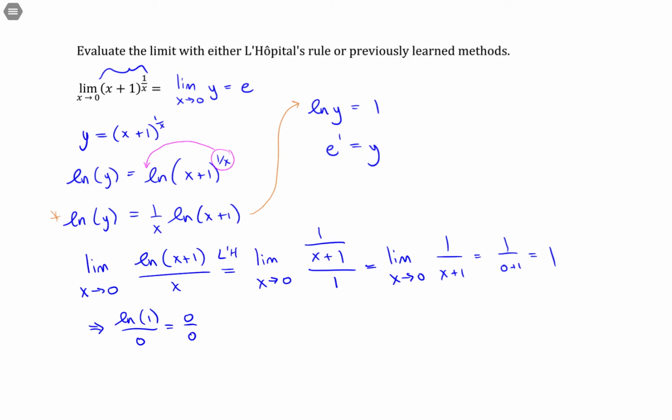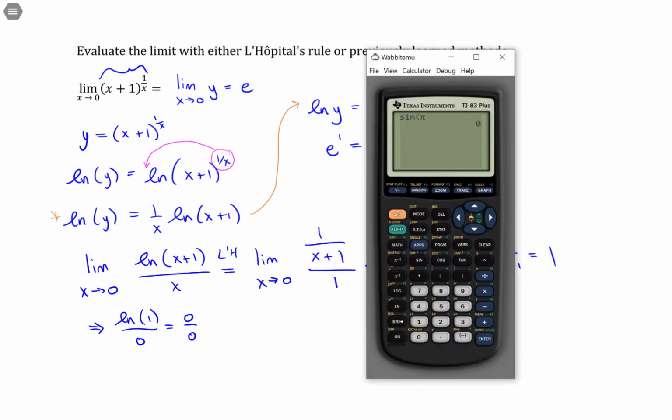Another method is to use the calculator and use a table. So for instance, if I put in x plus 1 raised to the 1 over x. Oops, I got a divide in there, sorry. Raised to the 1 over x. And we'll use a table. So let me make sure my table is set up properly. Good.